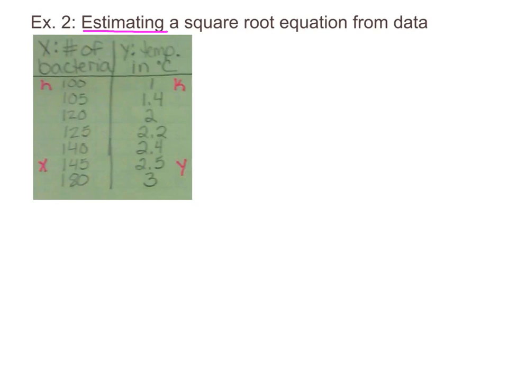And I have number of bacteria and temperature in degrees Celsius. So what this is, somebody did an experiment and they measured the number of bacteria in a certain amount of food or whatever in a sample at different temperatures in degrees Celsius, in refrigerators at different temperatures. So, like, there was 100 bacteria in the sample in the 1 degree Celsius temperature. There was 105 when the temperature was 1.4 degrees Celsius, and so on. And we want to take this data and we're going to plot it on a graph.